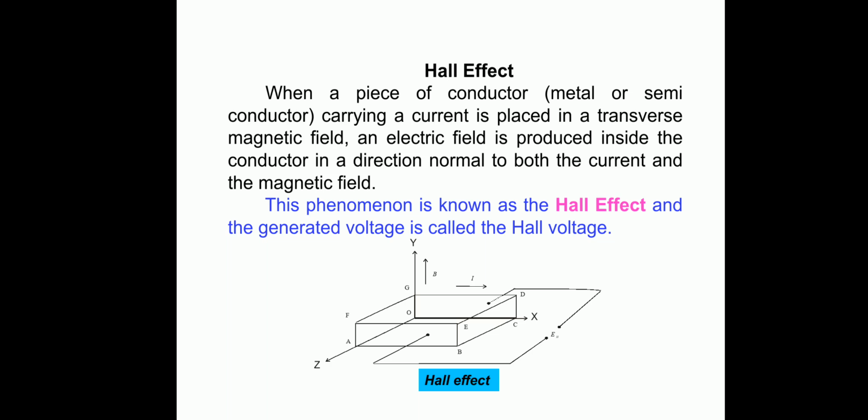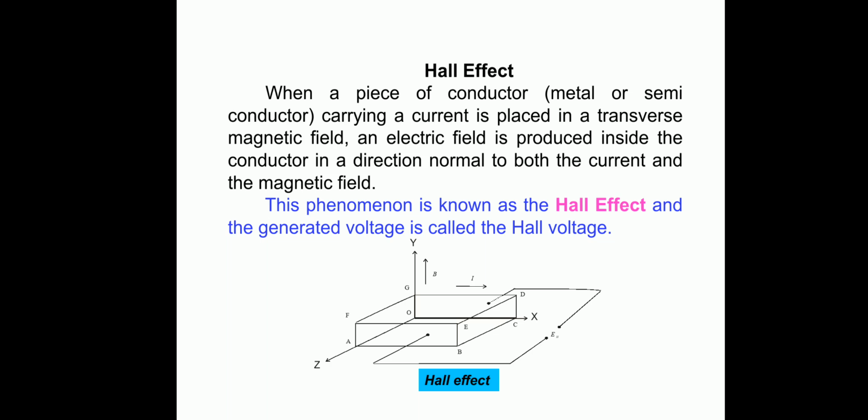When a piece of conductor, it may be metal or semiconductor, carrying a current is placed in a transverse magnetic field, an electric field is produced inside the conductor in a direction normal to both the current and the magnetic field. So if the current carrying conductor is placed along the x direction, and the magnetic field is along the y direction, then this generated electric field should be in the z direction. That means these three parameters are all perpendicular to each other, and this phenomenon is known as the Hall effect, and the generated voltage is called the Hall voltage.